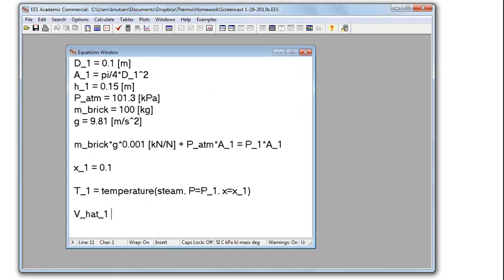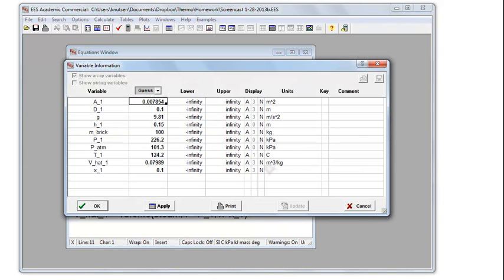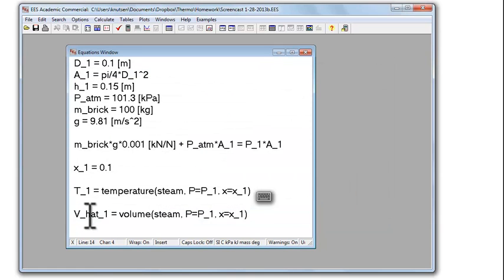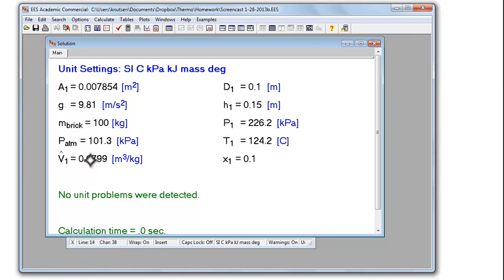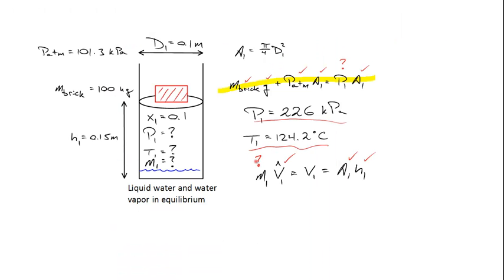So let's say we've got V hat 1, and the function is volume. We'll say steam, P equals P1, X equals X1. So here's V hat 1, and let's specify the units for it. We click there, and the units for V hat 1, we would expect cubic meters per kilogram. That looks great, so we get the right units. And if I hit the calculate button right now, I come up with a specific volume of about 0.08 cubic meters per kilogram.